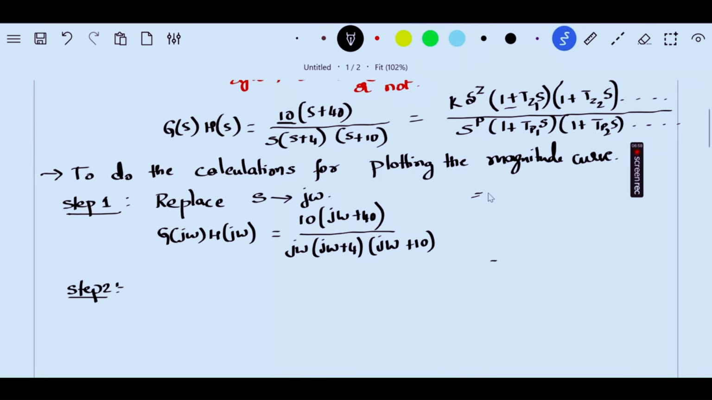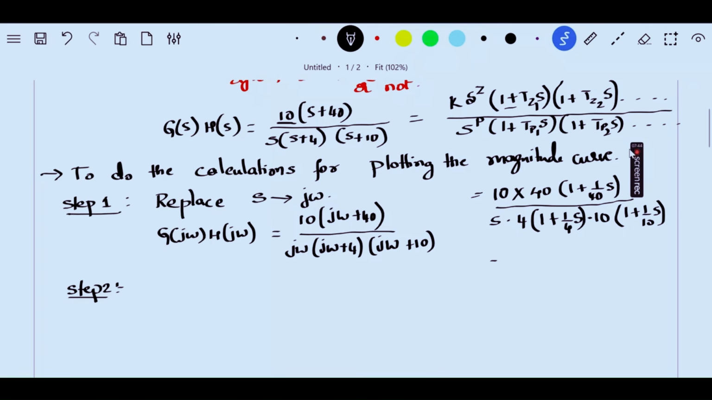So for that reason, we have 10 into, you take 40 common here. If you take 40 common, I will get 1 plus 1 divided by 40 into s, whole thing divided by s into, I'll take 4 common. If I take 4 common, I'll get 1 plus 1 by 4 into s. And if I take 10 common in the next term, I'll get 1 plus 1 by 10 into s. So this is what we get.